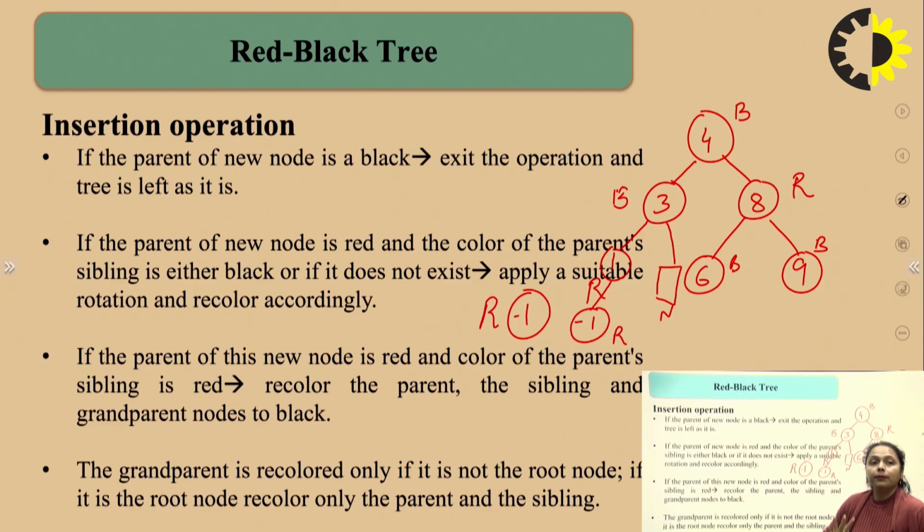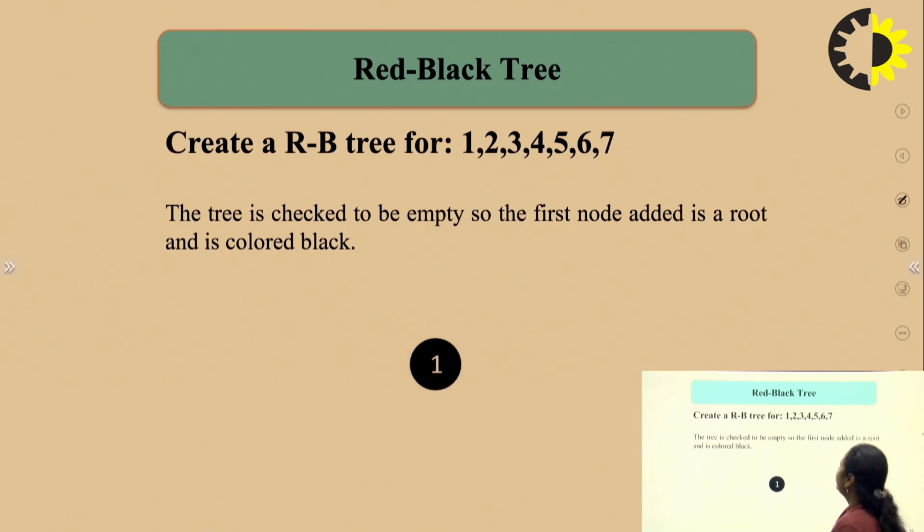So these are the two major cases, and the second case with two sub cases is applied when we are going to insert a new node in a red black tree. Now let us take an example. We have to create an RB tree with the following nodes, and initially we have an empty RB tree. So the first node, 1, is created and it becomes the root node, so it is colored black.